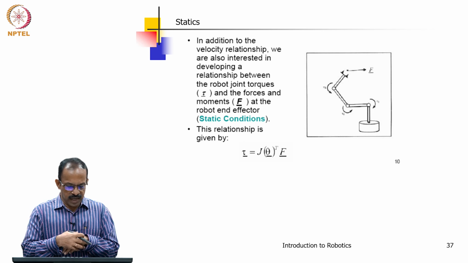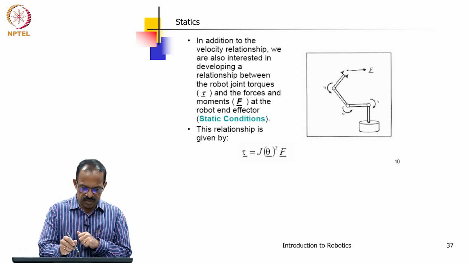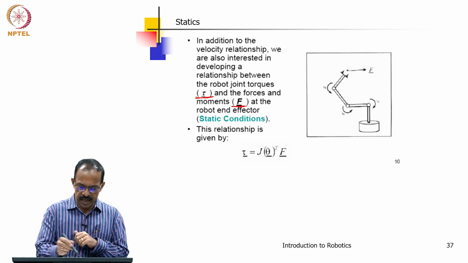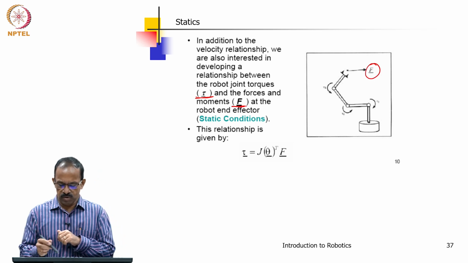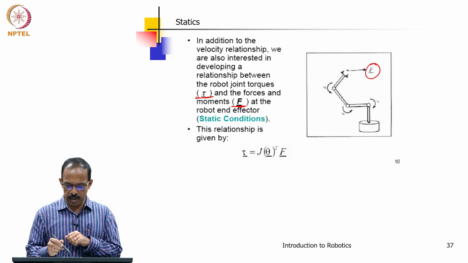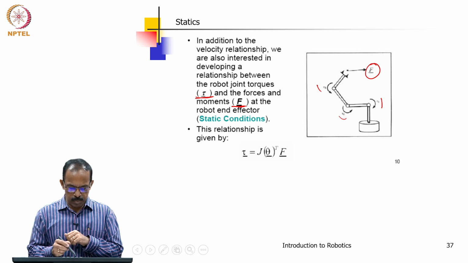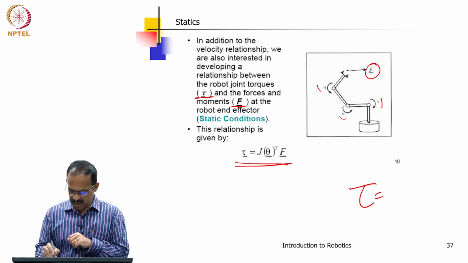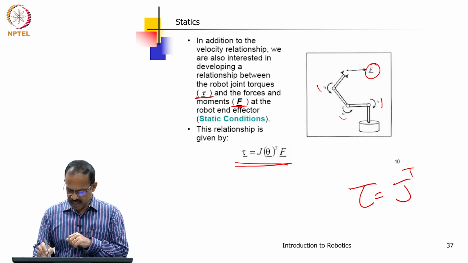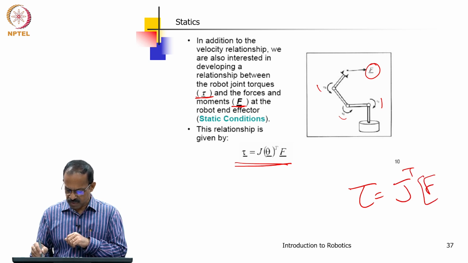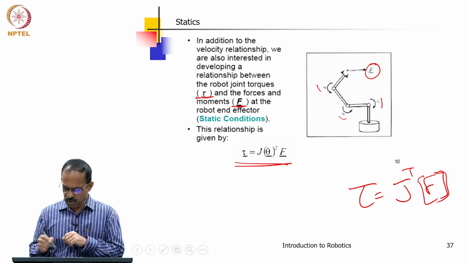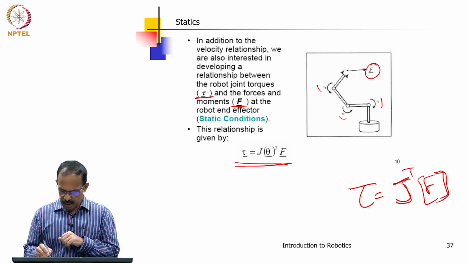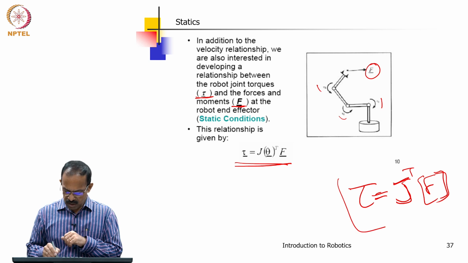We can write this as follows. If the joint torques are given as tau and the forces and moments acting at the tool tip are given by F, then the joint torques tau 1, tau 2 and tau 3 can be obtained as tau is equal to J transpose F. That is the relationship, tau is equal to J transpose F, where F is the forces and moments and J is the manipulator Jacobian.